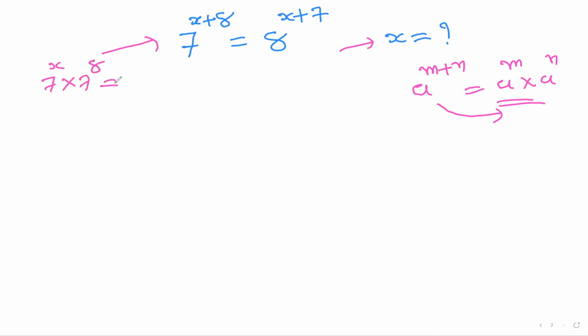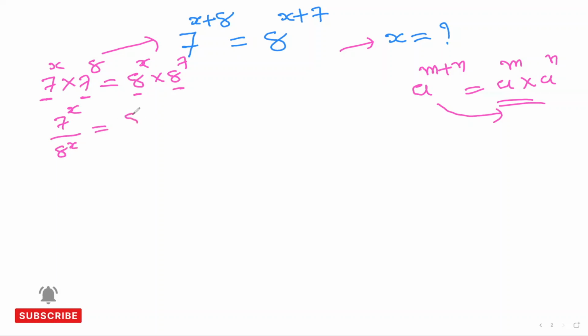Again, 8 power x plus 7, I can write as 8 power x times 8 power 7. Now, I'll collect the x terms on one side and the constant terms on the other side. So that will give me 7 power x over 8 power x equal to 8 power 7 over 7 power 8.